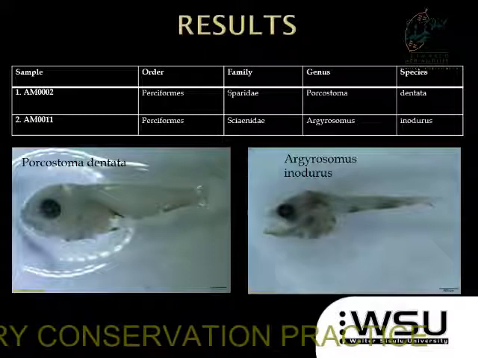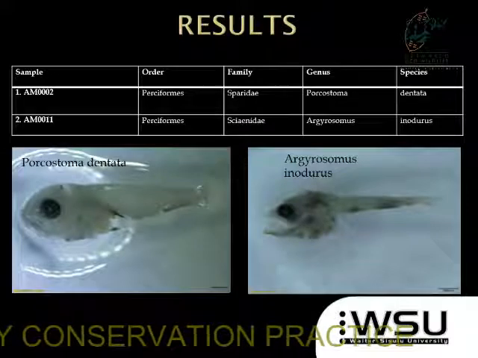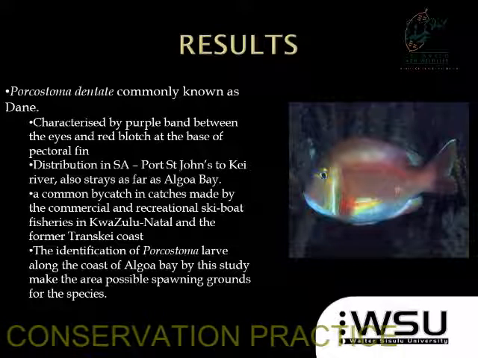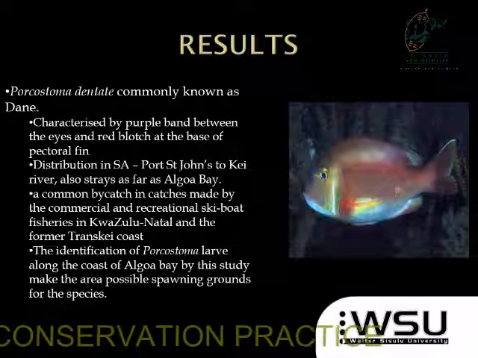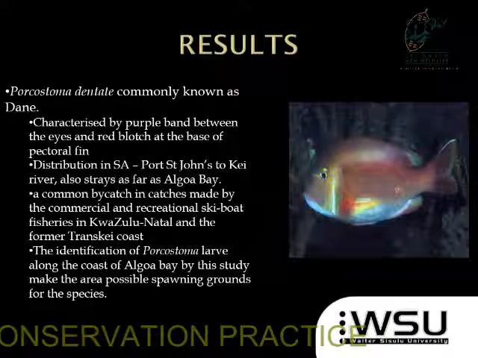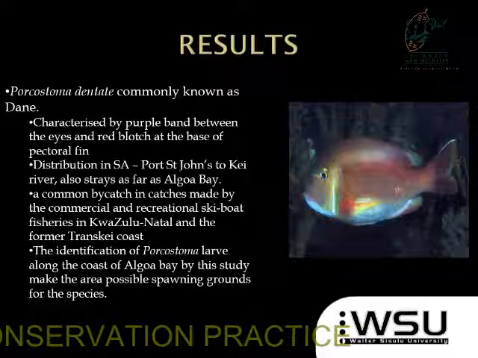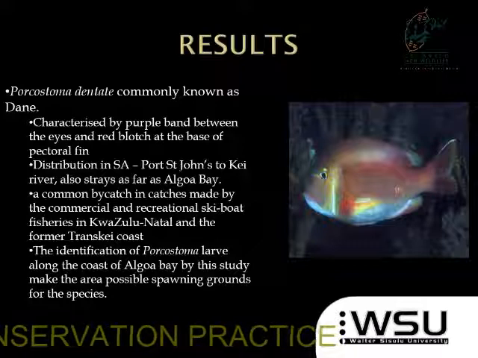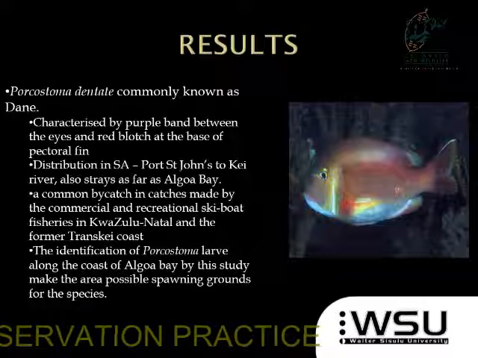The 2 that successfully worked are these lovely babies here, Pachymetopon dentata? Pocostoma dentata and Idorosomus inodorus. Pocostoma dentata is popularly known as Dane. It's this beautiful, lovely fish with colors. It's distributed from Port St. John's to the Kei River as you go towards East London, and it strays as far as Algoa Bay. The identification of this fish at this site suggests that Algoa Bay might be a possible spawning area for this fish.